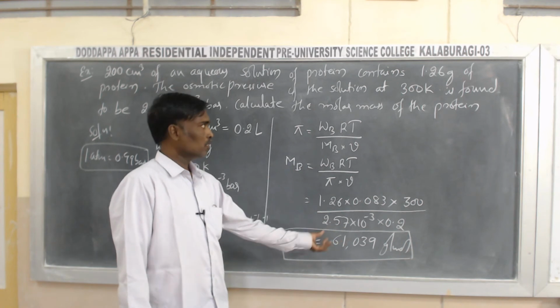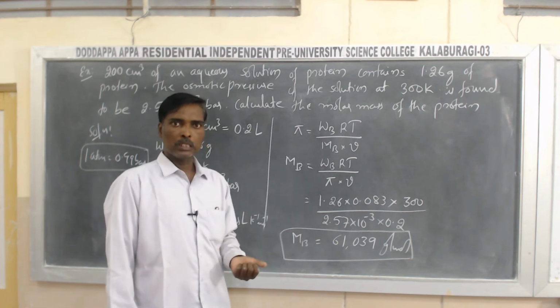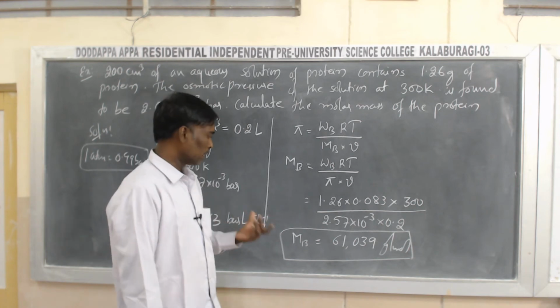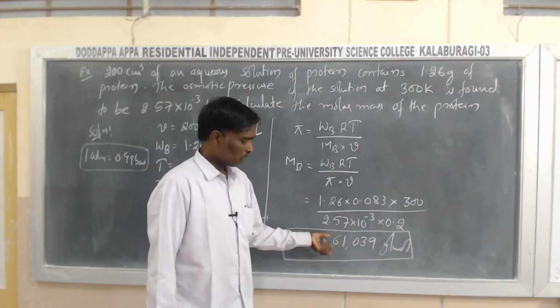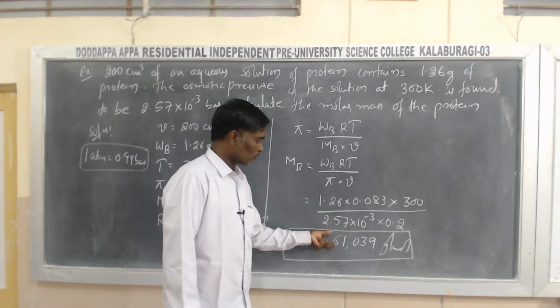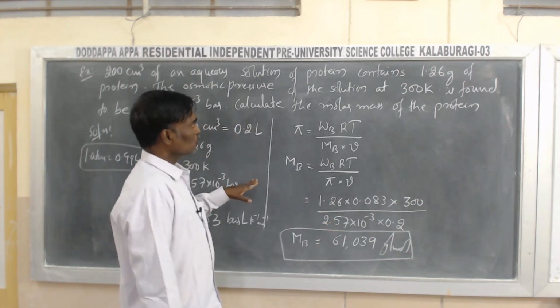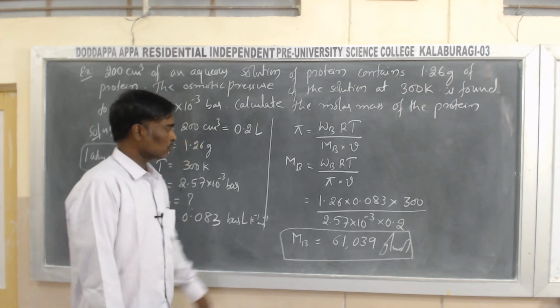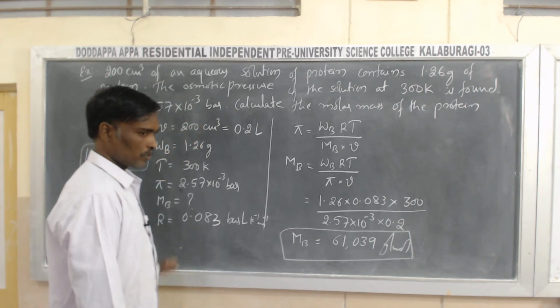So that's why, as I told, students, osmotic pressure is used for molecules with higher mass. When larger molecules are used, we calculate their molecular mass by using osmotic pressure. Just copy.